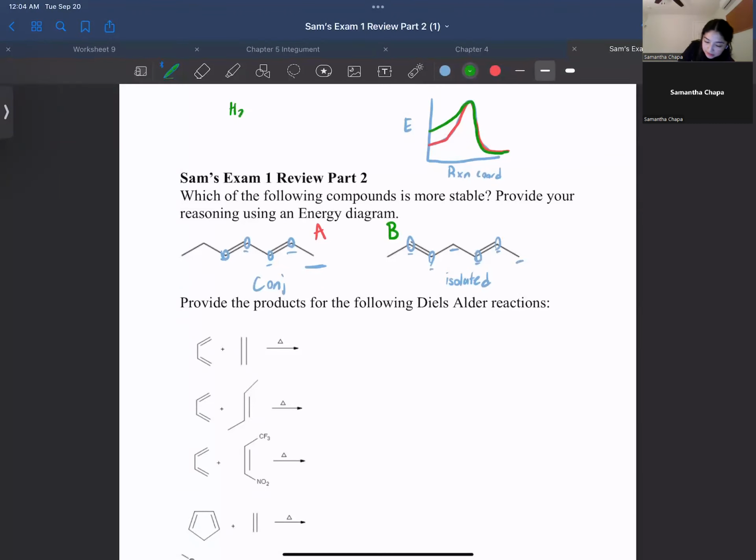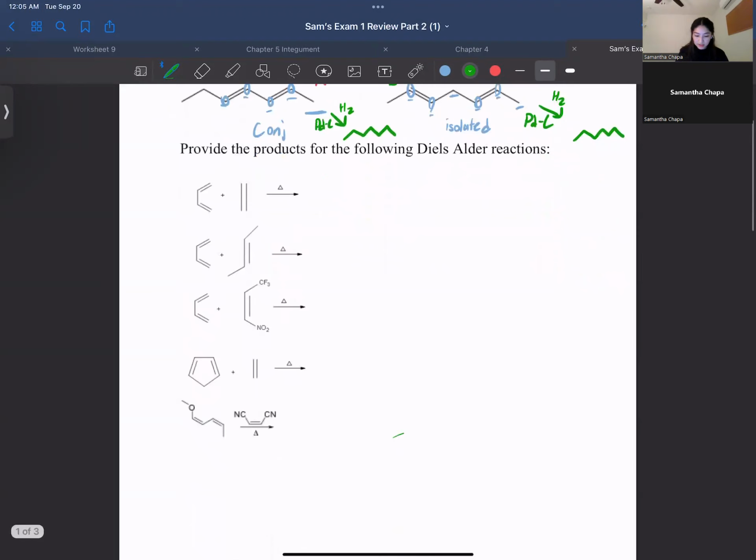I don't know if you guys remember this. Palladium on carbon. All that does is get rid of the double bonds. So it's just a plain thing like this. So if you do a heat of hydrogenation of both of them with palladium on carbon, you get the same compound. So since we're getting the same product, that's why they're meeting up right here. Same product. Okay, cool. Let's move to the next one.